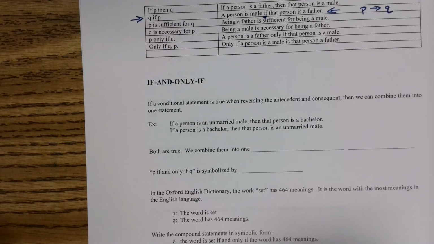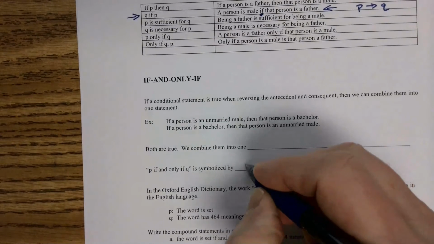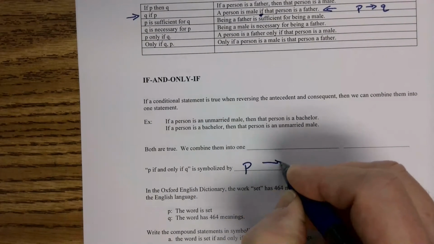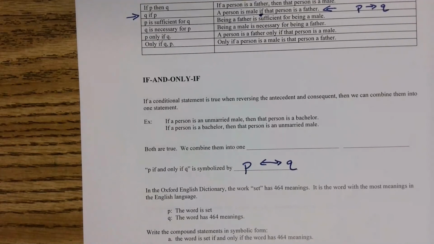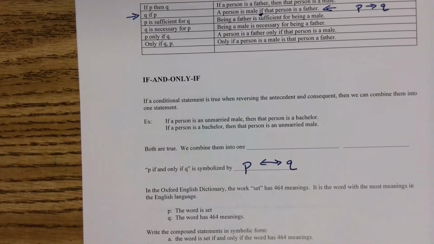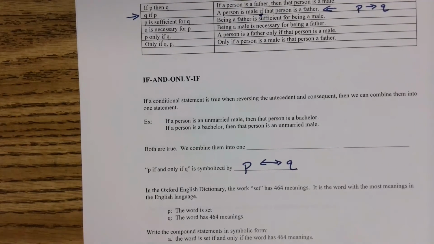We combine them into one something something, and we do this with this symbol. Okay, so if and only if would be that double arrow. Let me see what we combine them into one. What do you think? Compound sentence? Compound? I have no idea.